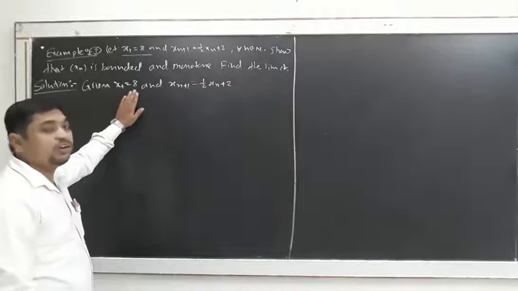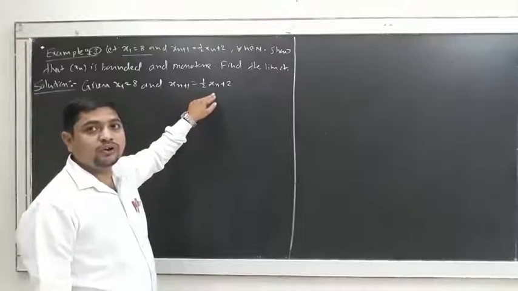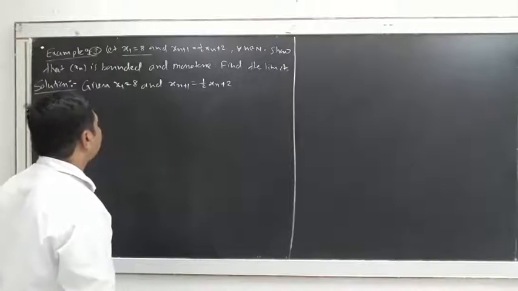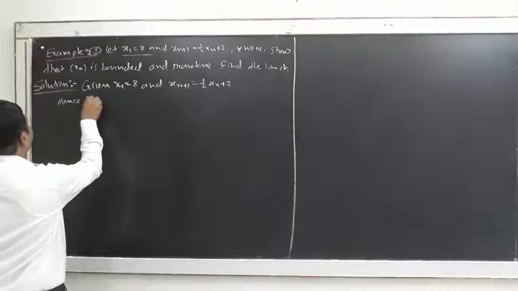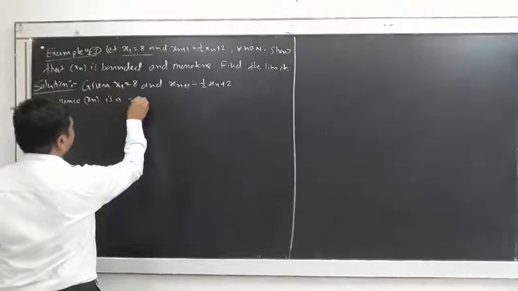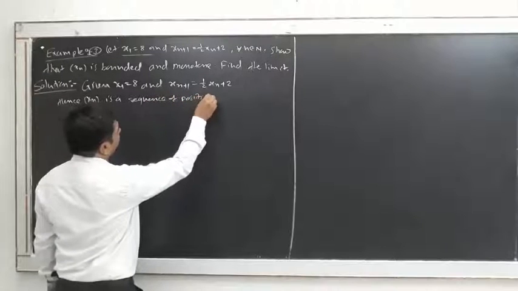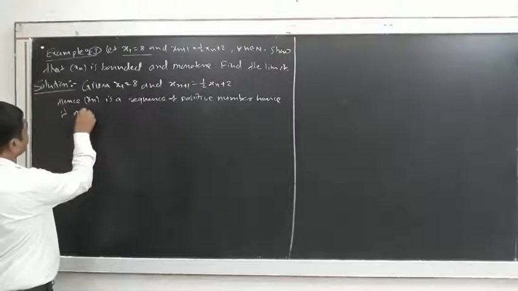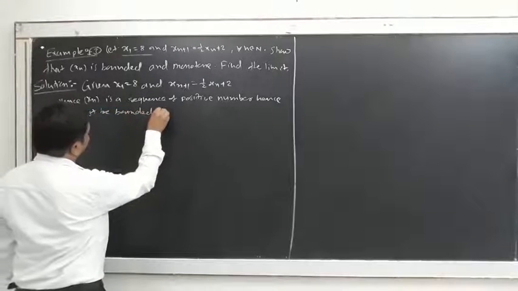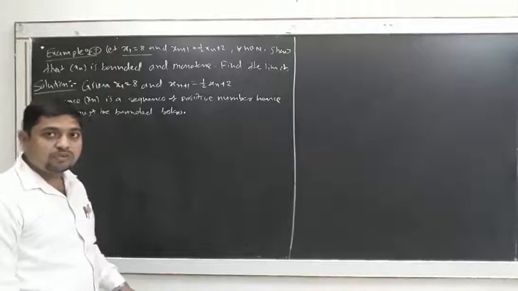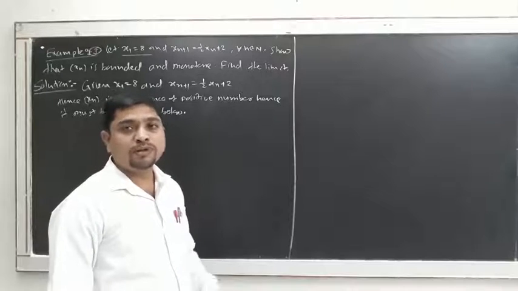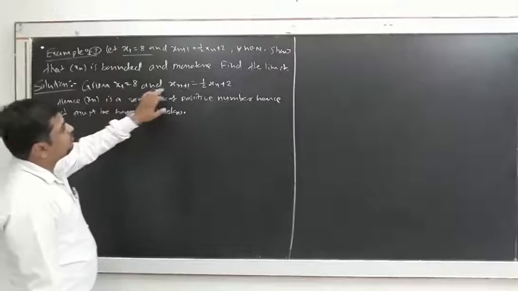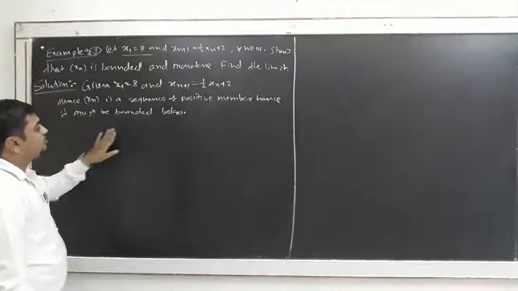Now if you see, x1 is equal to 8, and you can find x2, x3, x4, x5. There is no chance to get negative numbers in the sequence. Hence we can say that xn is a sequence of positive numbers. Hence it must be bounded below. Negative terms you are not getting here, therefore it must be bounded below by 0, 1, 2 and so on. Since x1 is 8, all the terms are positive and hence it must be bounded below.